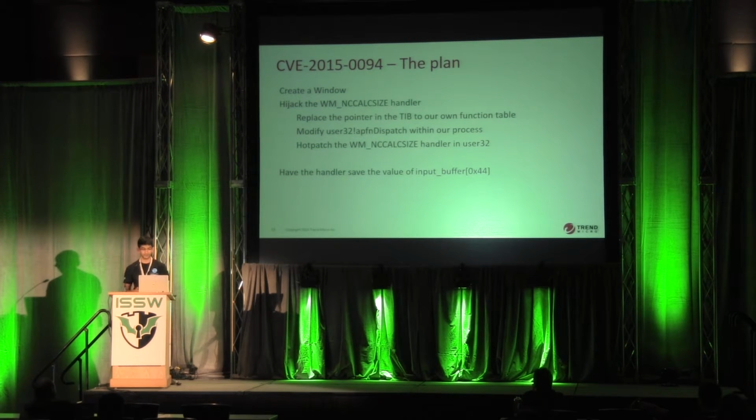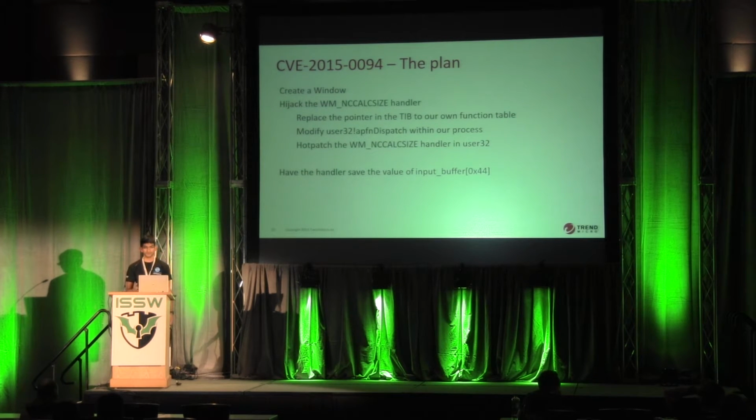We can also modify user32 apfnDispatch, or at least our copy of it within our process. That could also work, but if you have a process with a bunch of other windows, this window message may legitimately get hit, and that could cause trouble. We could also hotpatch the WM_NCCALCSIZE handler itself in user32, and that's ultimately what I did. This means you're completely version dependent, as with apfnDispatch, because you have to know the exact offset into user32 where this occurs. It also means that any function or window message that results in a call to WM_NCCALCSIZE will end up hitting your code.